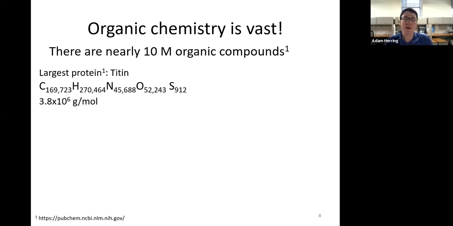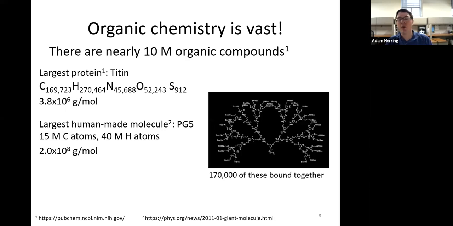If we look at naturally occurring organic compounds, there's a protein called titin. It's named that way because of its size, simply. It has hundreds of thousands of atoms within the molecule. It's the largest protein known to mankind. The largest human-made molecule is called PG5. This consists of over 55 million atoms. And if we look here on the right, it is 170 of these structures bound to each other in succession.